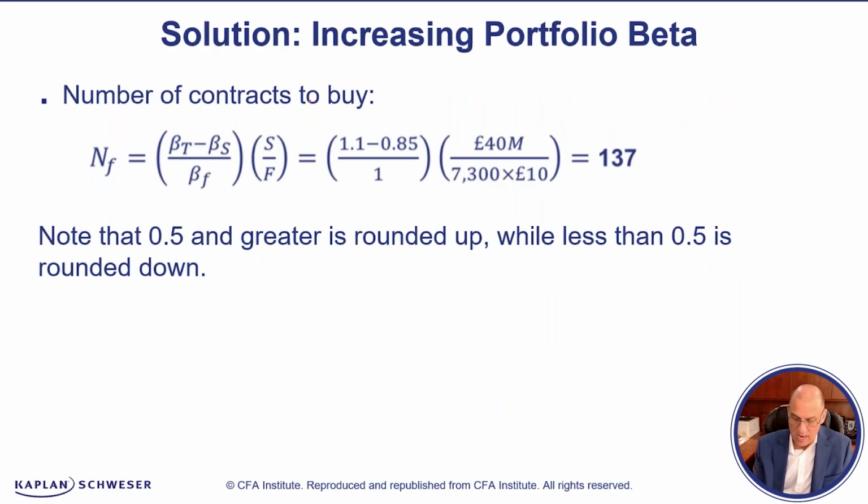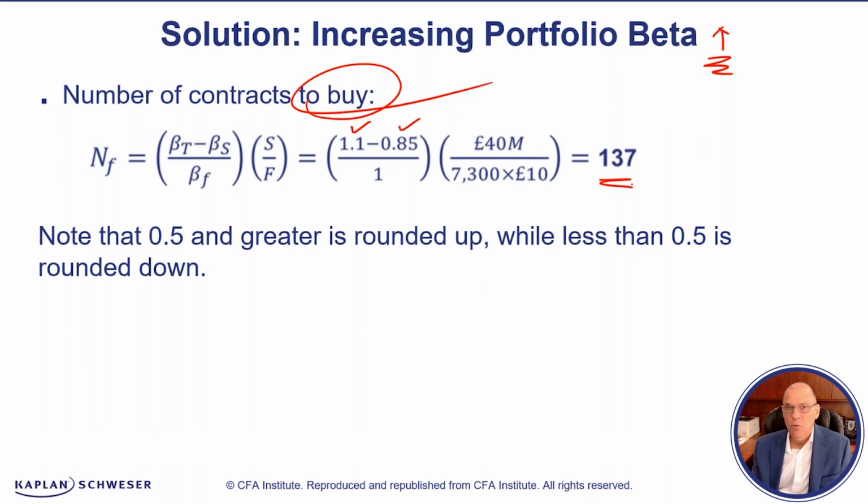So the number of contracts to buy, remember, we're increasing our exposure, positive view, we want to buy. Our beta is increasing. So how many contracts would it take? All right, so the number of contracts here, pretty straightforward. Our beta is going up. So there's our target beta, 1.1. Our current beta is 0.85. Now, if you reverse these and mess them up, you're going to get a negative number over here, which should indicate to you you did something wrong, because if you're trying to buy and you're trying to increase exposure, this has to be a positive number.